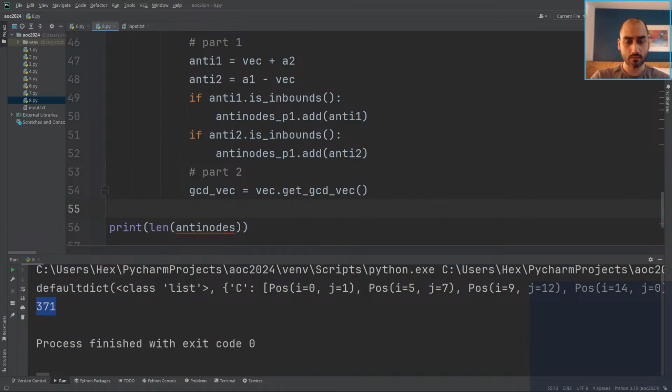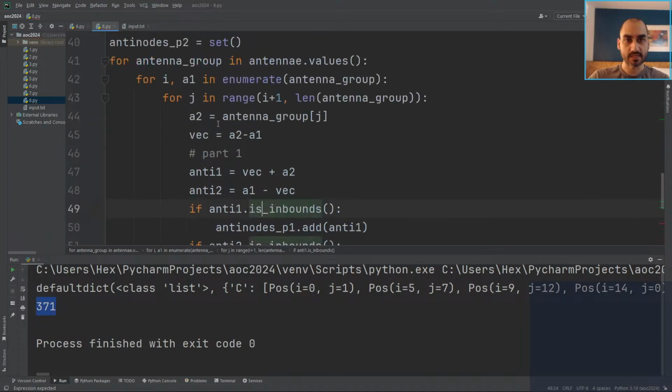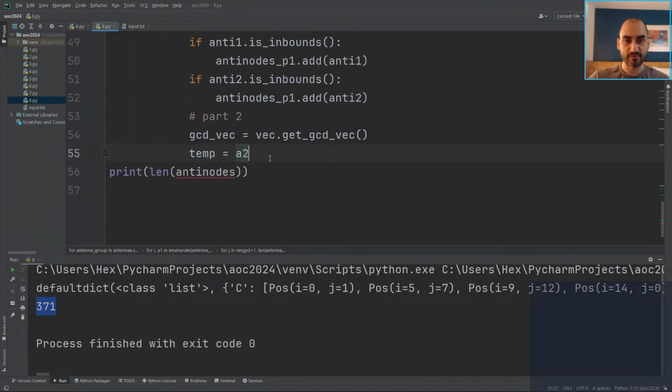Let's start, and we need to include the antenna themselves. Okay, so let's say temp equals A2. So we're sitting on A2. It would be helpful if I made a diagram here.